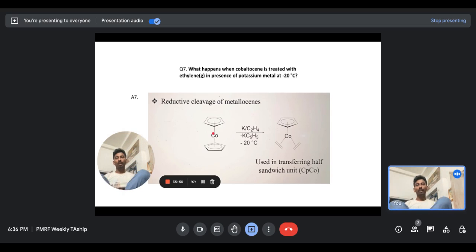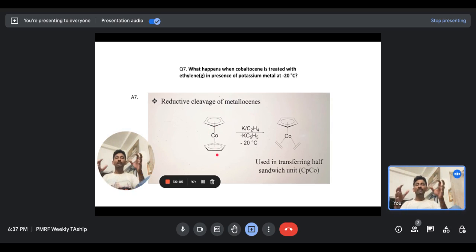Cobalt is a 4s2 3d7 system. So in cobaltocene, Co 2 plus is there, so it's a 7 electron system. And these Cps are 6 electron donors. So 6 plus 6 is 12, and 12 plus 7 is 19. So it's a 19 electron system.